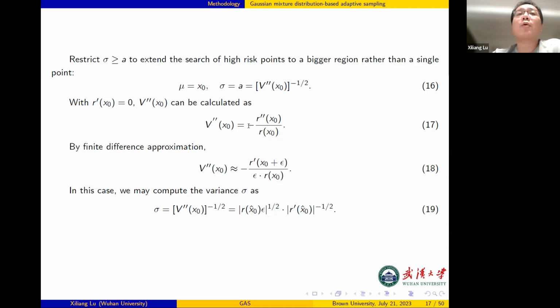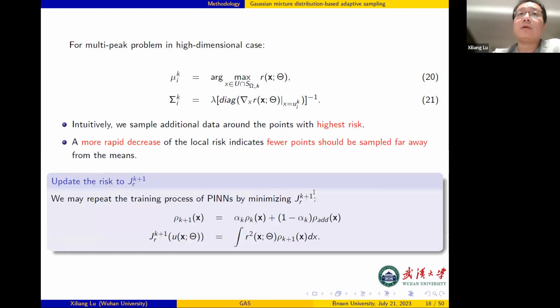And the V double prime can be further approximated by the R prime and R itself. That gives us a very crucial idea: this position x0 is the mu, and the variance here is nothing but the R prime. This gives us a very crucial idea.